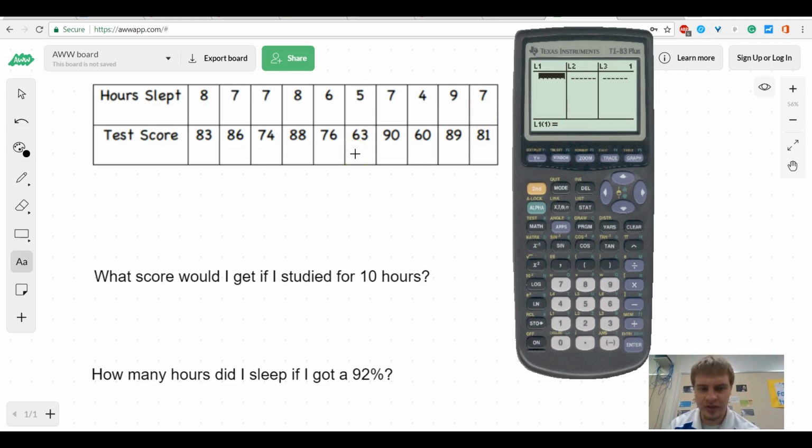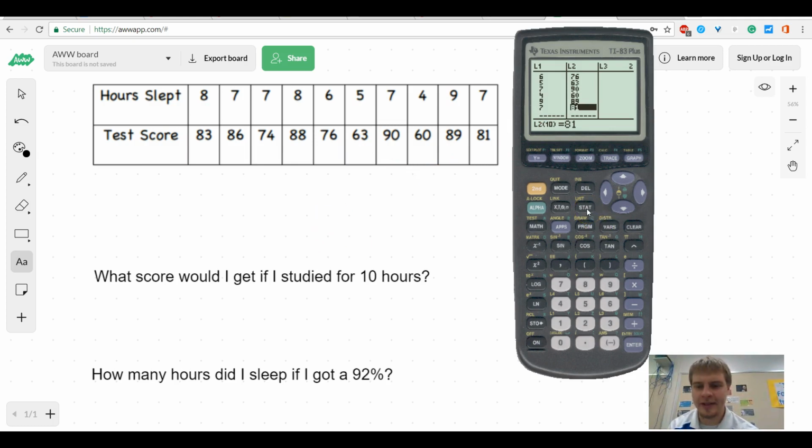So we're going to plug in those x values of 8, 7, 7, 8, 6, 5, 7, 4, 9, and 7. We're then going to go over here and plug in the test scores of 83, 86, 74, 88, 76, 63, 90, 60, 89, and 81. So now we have these two lists filled in.